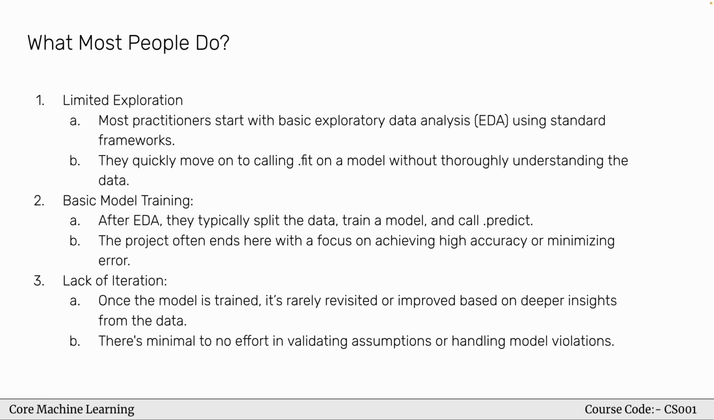Now, most people simply split the data, train a model, call predict, evaluate the model, and they often tend to achieve high accuracy or minimize some sort of error. That is their whole motto. But they don't understand that an organization looks for an overall robust model, where even if you have 60%, 70% accuracy, that accuracy is maintained over the period of samples. That is another problem which I see.